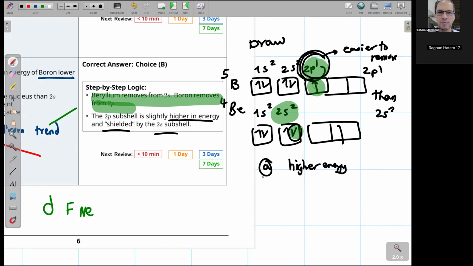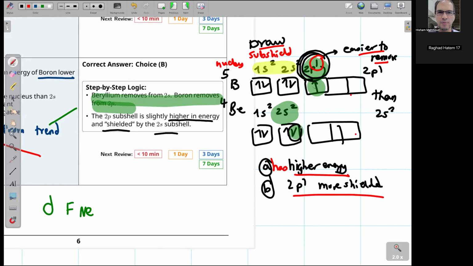And what is the second thing you will tell him? You will tell him the 2p1 is more shielded. These electrons in the 2s make a small subshield. What does the subshield do? They make a difference between this electron and the nucleus. So we said in the same group there is no difference in the shielding, but there is only a small subshielding. So summarize the answer. Draw them. Write the configuration of this one and this one. Tell him it's easier to remove the 2p than the 2s, and say why? Because it has higher energy, and the 2p1 is more shielded.